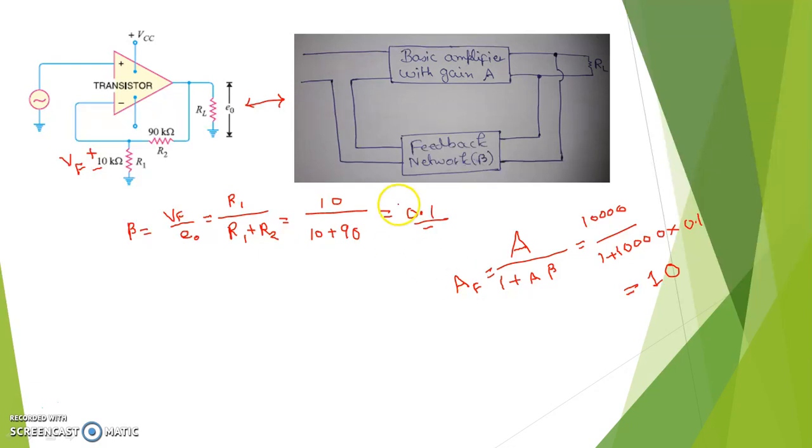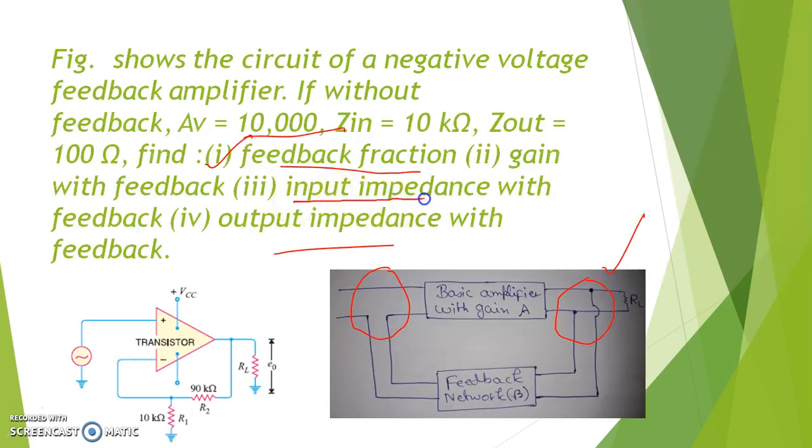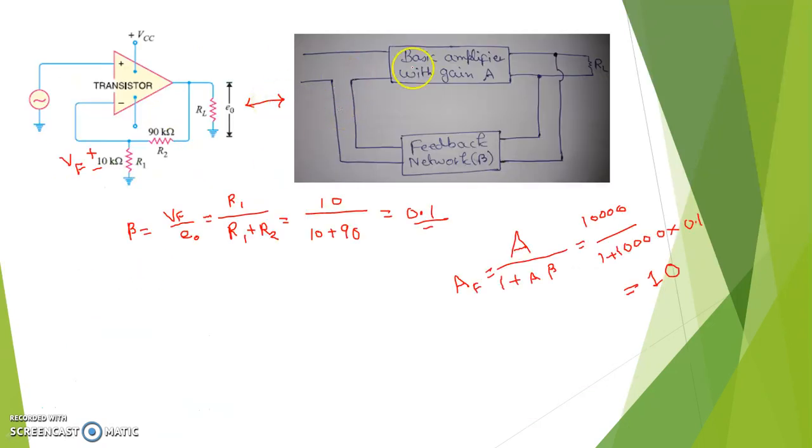Clear? Now we have to calculate the input impedance with feedback and the output impedance with feedback. I told you the method. See, on the input side the mixing network is in series, and in series the impedance increases, and any increase in any parameter in the feedback amplifier is simply multiplication by 1 plus A beta. So the new impedance will be Zi, that is the input impedance of the basic amplifier block without feedback, into 1 plus A times beta. This thing you know from my theory videos.